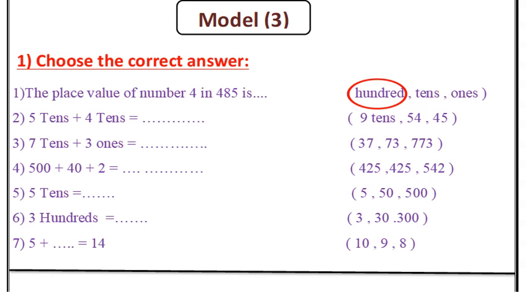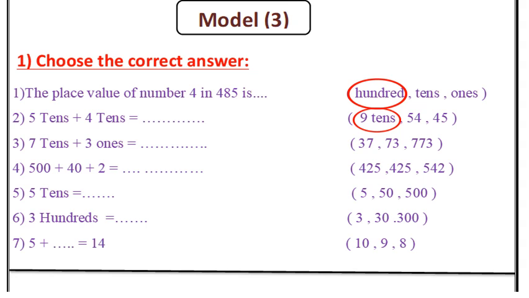5 tenths plus 4 tenths. I have tens and tens. Same, okay? They are same. So I can add 5 plus 4. 5 plus 4 equal 9. So 5 tenths plus 4 tenths equal 9 tenths.